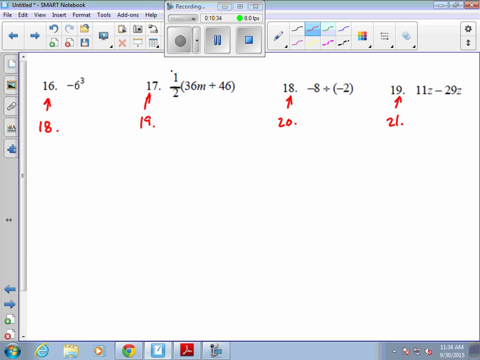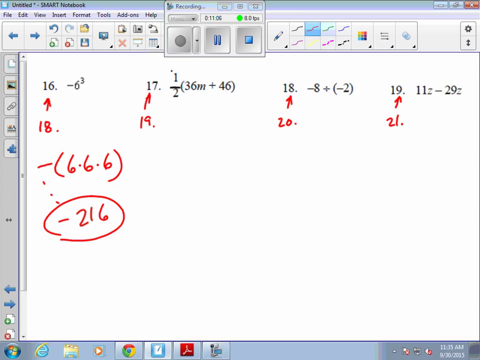Number 16, again, was number 18 on two of y'all's classes' versions. Negative 6 to the third power. That's not negative 6 times negative 6 times negative 6. It's 6 times 6 times 6. And then the negative comes down. 6 times 6 is 36. And 36 times 6 is 216. Then the negative comes down to make negative 216.